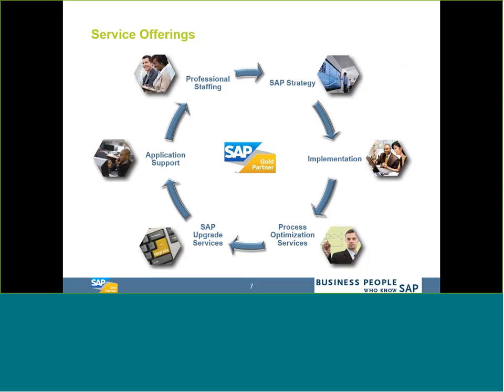And finally, our service offerings. We call this our wheel of offerings. If you follow it clockwise from professional staffing on, we can staff resources on projects. We can do strategy, implementation, everything from soup to nuts, from staffing a project to planning a project, doing the implementation, and post-implementation support.